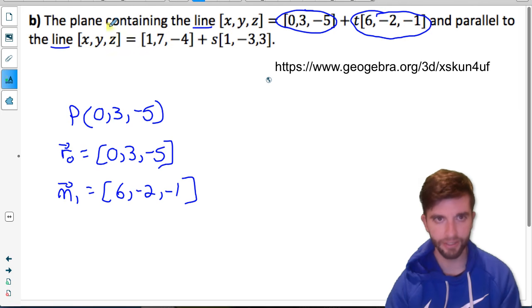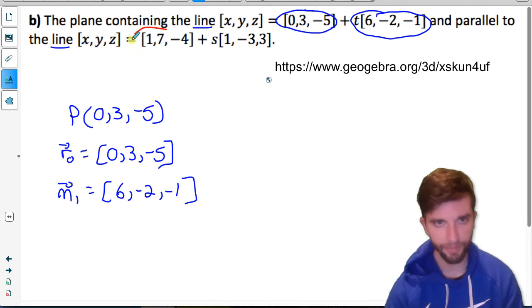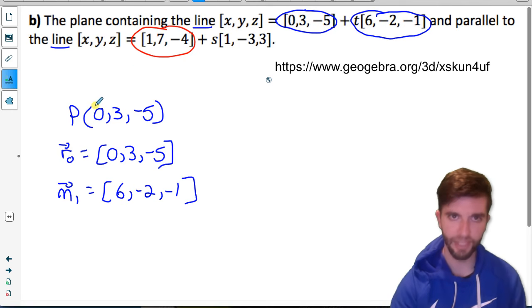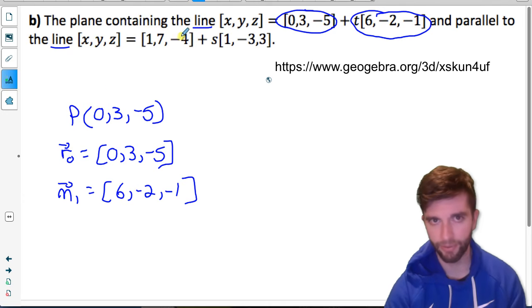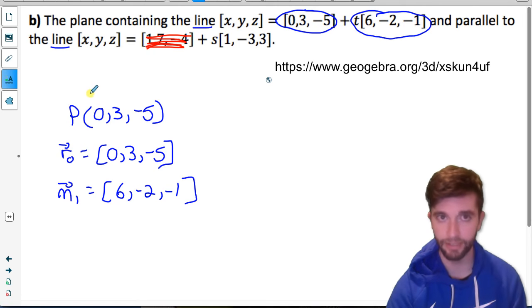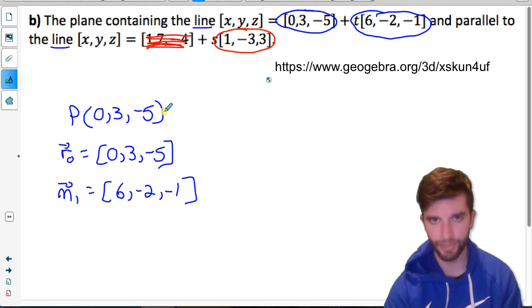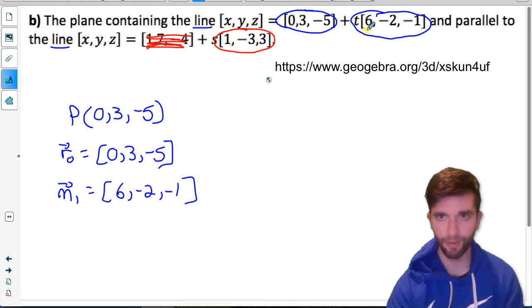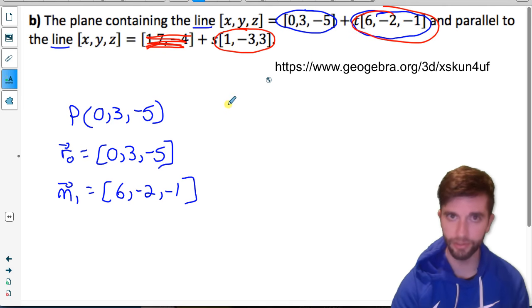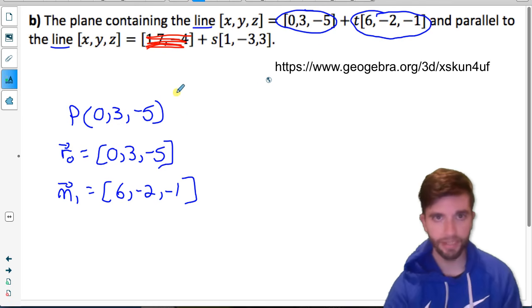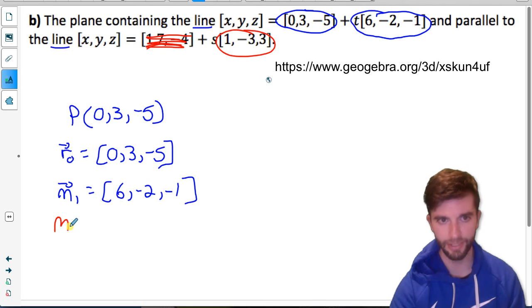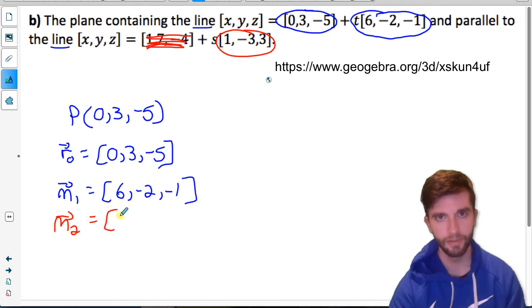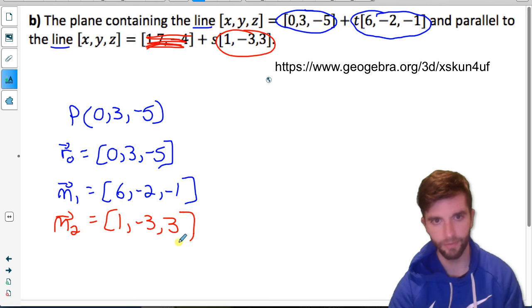Now let's look at what the second line tells us. We know that it's parallel to the second line. This second line has a position vector that has its tip at a point on the line, but I don't know if the line is on the plane. I just know it's parallel to the plane, so I can't use the position vector. But I can use the direction vector as long as it's not a scalar multiple of the direction vector I've already used. And it's not. They're clearly not scalar multiples of each other. So since I know line 2 is parallel to the plane, I know its direction vector is parallel to the plane, so I can use that direction vector. So direction vector 2 is 1, -3, 3.